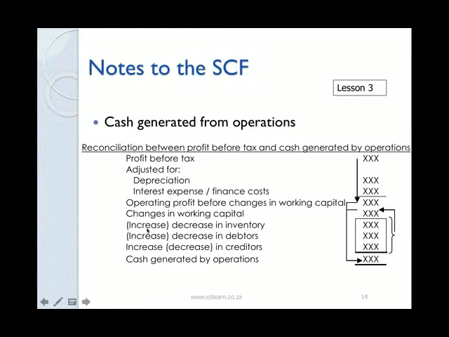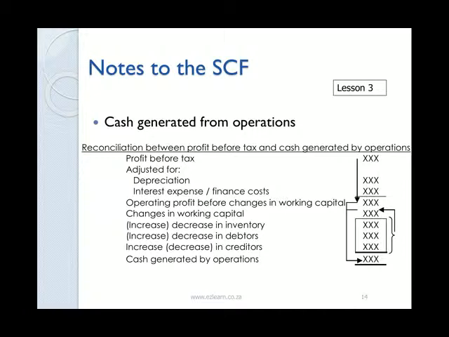If inventory increased, it means that we would have bought stock, and as such there should have been an outflow of cash, and therefore an increase in inventory will be shown in brackets as an outflow of cash. The converse is also true. If inventory decreased, we would show it as an inflow of cash. Debtors will behave in exactly the same way. If debtors decreased, it means that they paid us, and therefore it's an inflow of cash. Although an increase in debtors doesn't feel like we are paying them, the net effect is exactly the same, and so an increase in debtors will be shown as an outflow of cash.